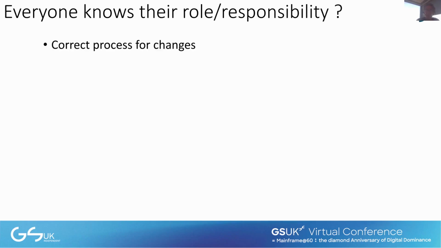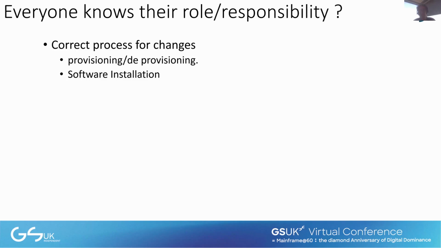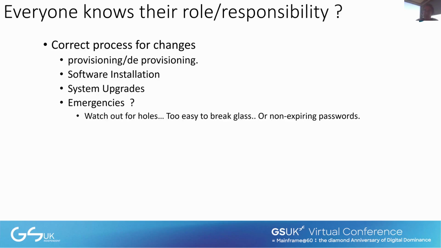So everyone knows their role and responsibility. Every time something changes, you need to have a correct process for these changes, because obviously in a security environment, you're adding users, deleting users. That's the most common thing that's happening. New software, system upgrades. These are the things that change, and these are the things that really need to be followed. But for emergencies, this is the hard one. You need to watch out for emergencies and watch out for the holes. If it's too easy to break the glass, if it's too easy to get the envelope out of the drawer with the master password, if there are non-expiring passwords, you've really got to watch out for that.